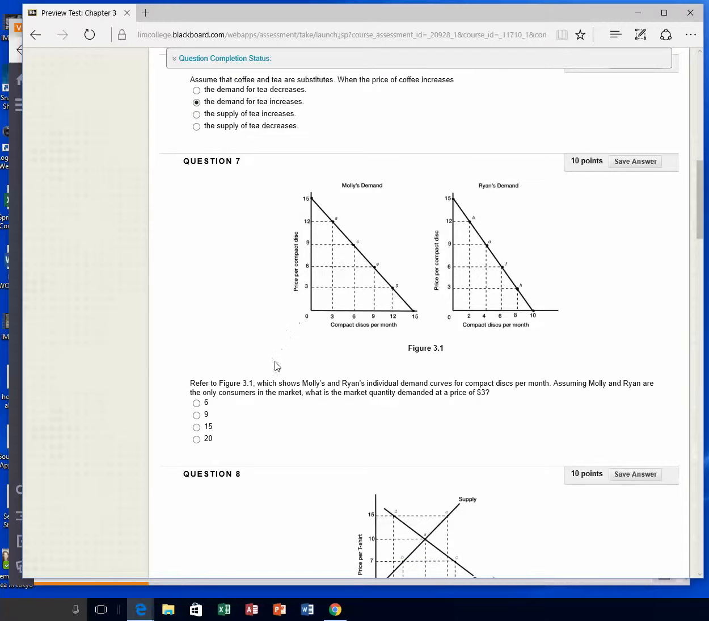Moving on, question 7. So here, this one's looking at 2 different people's demand curves. What page is this on in the textbook? I think it's on page 52.